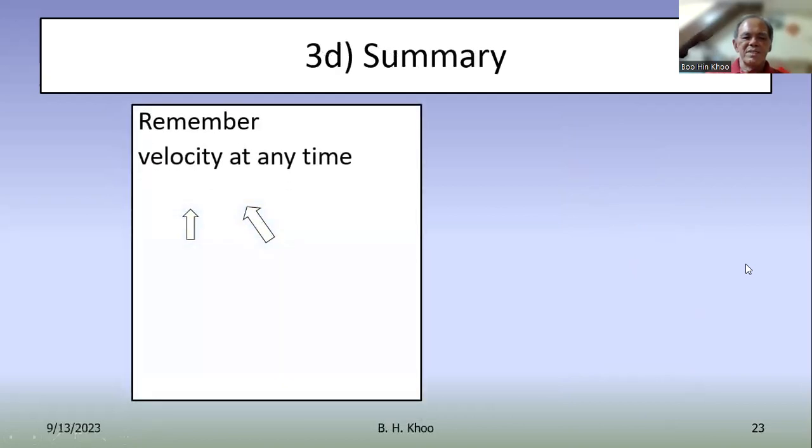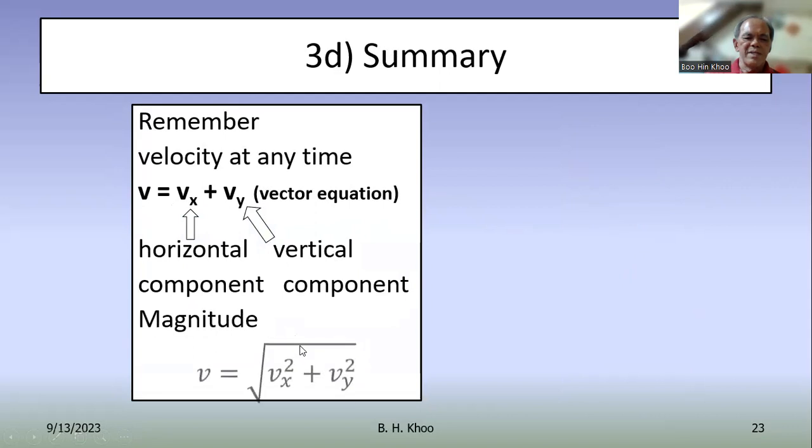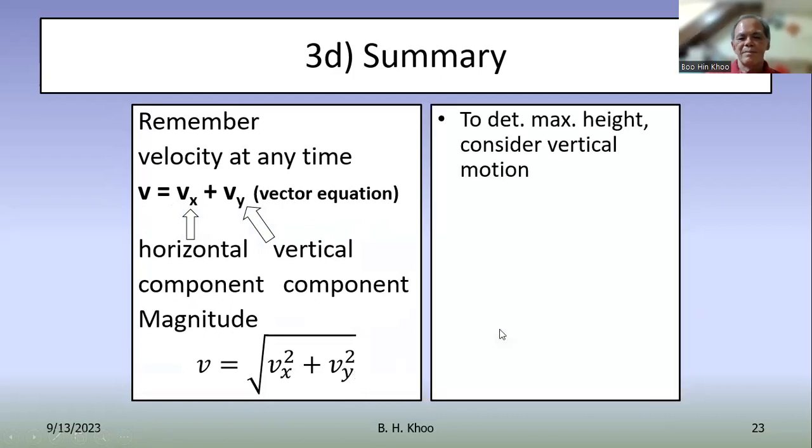Remember, the velocity at any time is given by a vector equation. This is not an algebra equation. That means you must know the direction of Vx and Vy. This is the x component, the horizontal component, and this is the vertical component. Then we calculate the magnitude, V equals the square root of Vx squared plus Vy squared, as in topic 1. This is a summary for you.